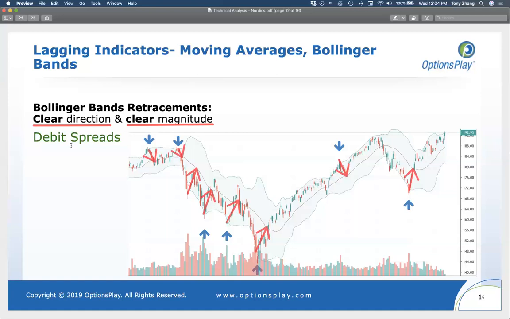For these types of trades, because they tend to be very quick, they tend to be very defined. Generally speaking, debit spreads are a way that you can utilize these Bollinger Band retracement strategies, many times used by traders using technical analysis. So that is one of the few ways that you can use a moving average in your analysis and still have a good sense for the directional view.